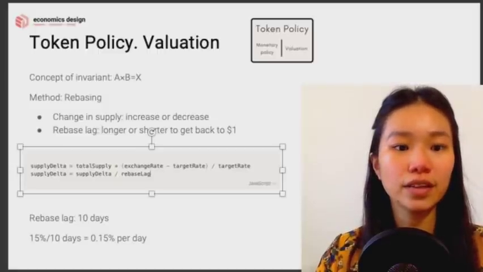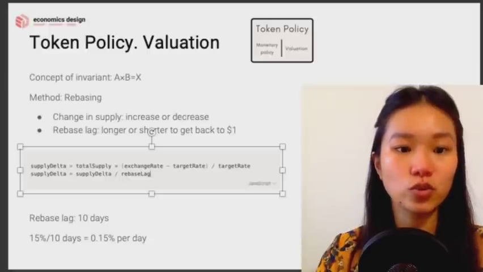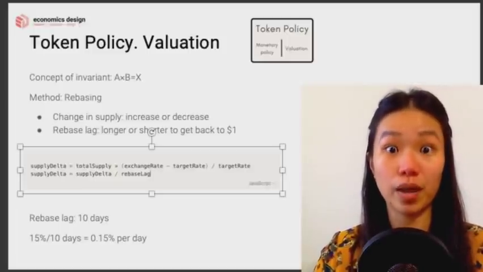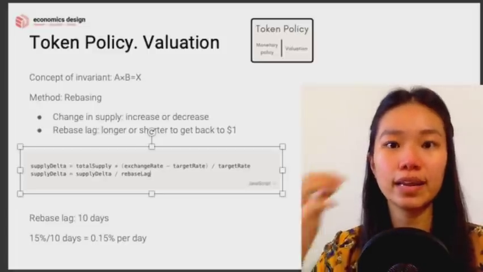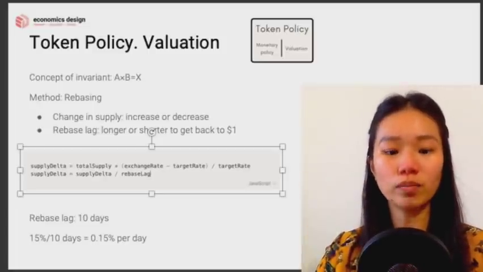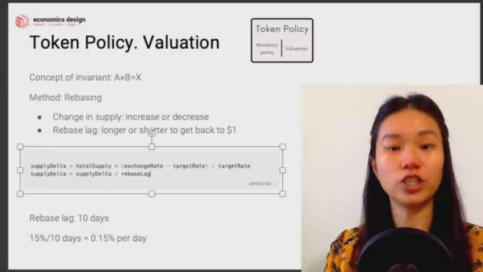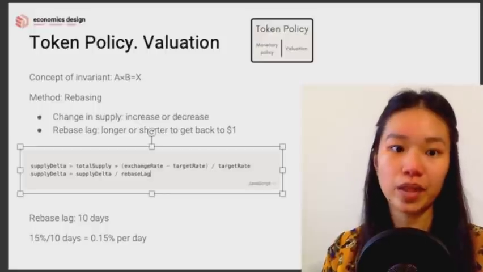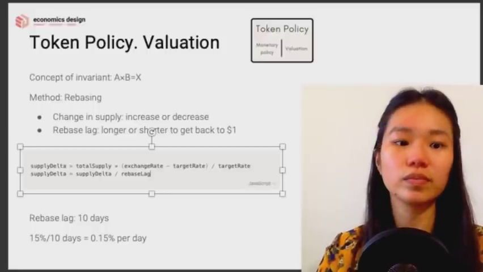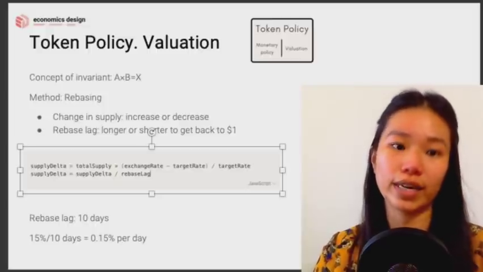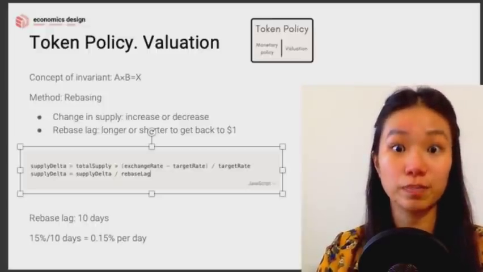And the other thing is the supply delta with respect to the rebase lag. Supply delta alone is the total amount of increase or decrease in the total supply of Ampleforth tokens. But the rebase lag means how much it affects you on a day-to-day basis, because the change in supply will not happen in one day. It will happen across 10 days. So let's say the rebase lag is 10 days, which is what they have right now, and the supply delta is plus 15%.